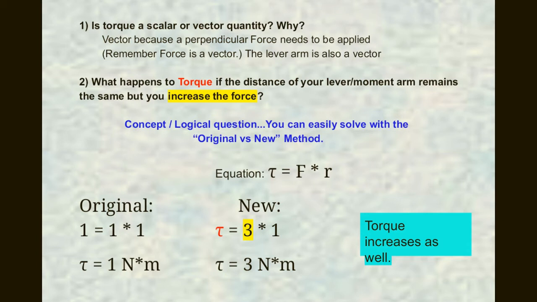Now, some questions that you may get are going to be going back to the same type of conceptual logical questions, and these are super easy for you to do as long as you follow the original versus the new methods that I've taught you previously. This works with anything. So what happens to torque if the distance of your lever or moment arm remains the same, but you increase the force? Again, when they don't give you values, set the original to 1. So as you look on the left side, the original torque is going to have to be 1. And for that to happen, force needs to be 1, and the distance also needs to be 1. So that's how I'm setting my original up.